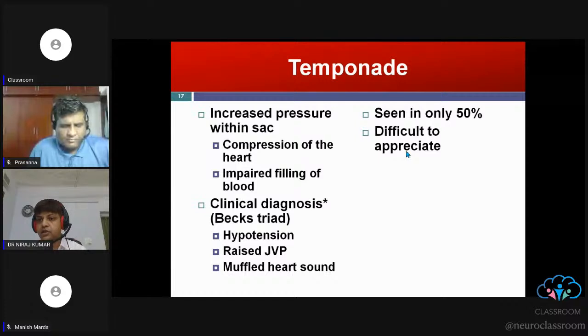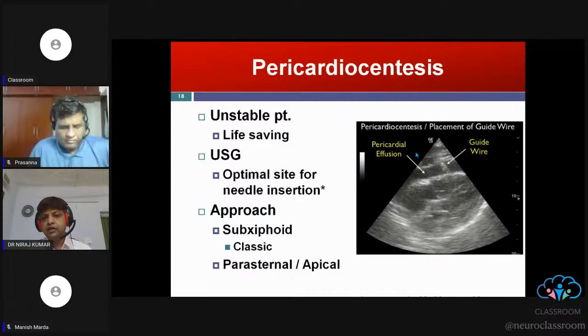So the solution is you just have to keep your probe over the chest, and you can see the pericardial effusion all around, and that's the reason for the tamponade. In that condition you just have to do pericardiocentesis immediately, and you can save the life of the patient. Remember that pericardiocentesis is a life-saving procedure, and here also ultrasound has a role.